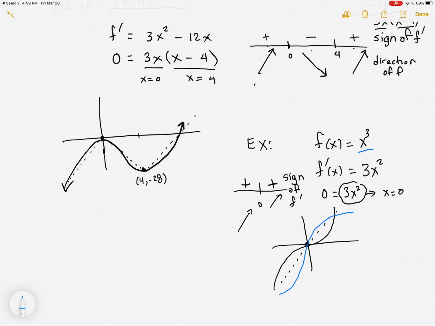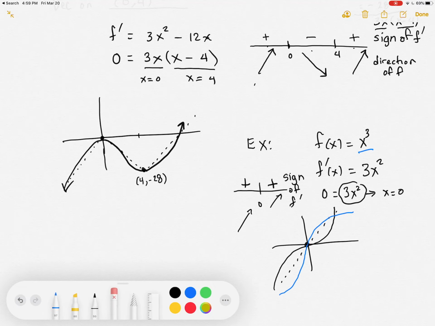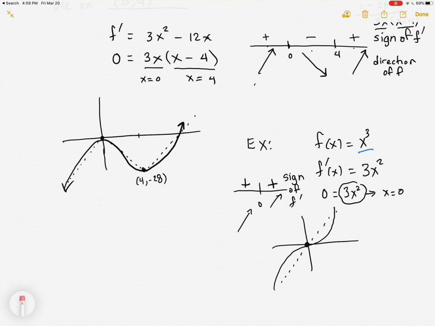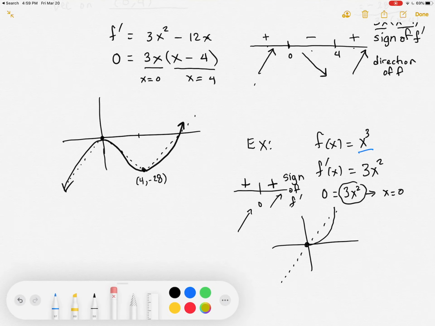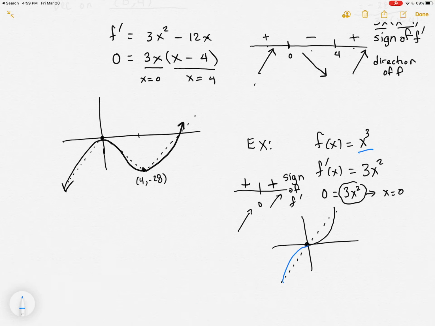But we know what the graph of this looks like. It's the first one. We know that it bends downward in here and then upward over here. That's something called the concavity of the graph. And I'm going to show you that we are going to use the second derivative to tell us the concavity of the graph.